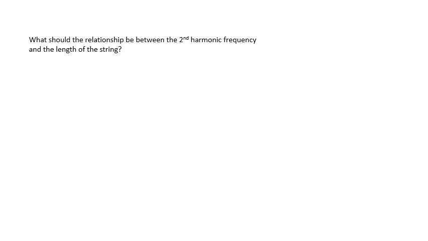So what should the relationship be between the second harmonic frequency and the length of the string? Well, for the second harmonic, the length of the string is lambda. We have V equals F lambda, which is your wave equation from GCSE. So F equals V over lambda. Now V is the velocity of the wave, and the velocity of the wave in a string is root T over mu, where T is the tension and mu is the mass per unit length.